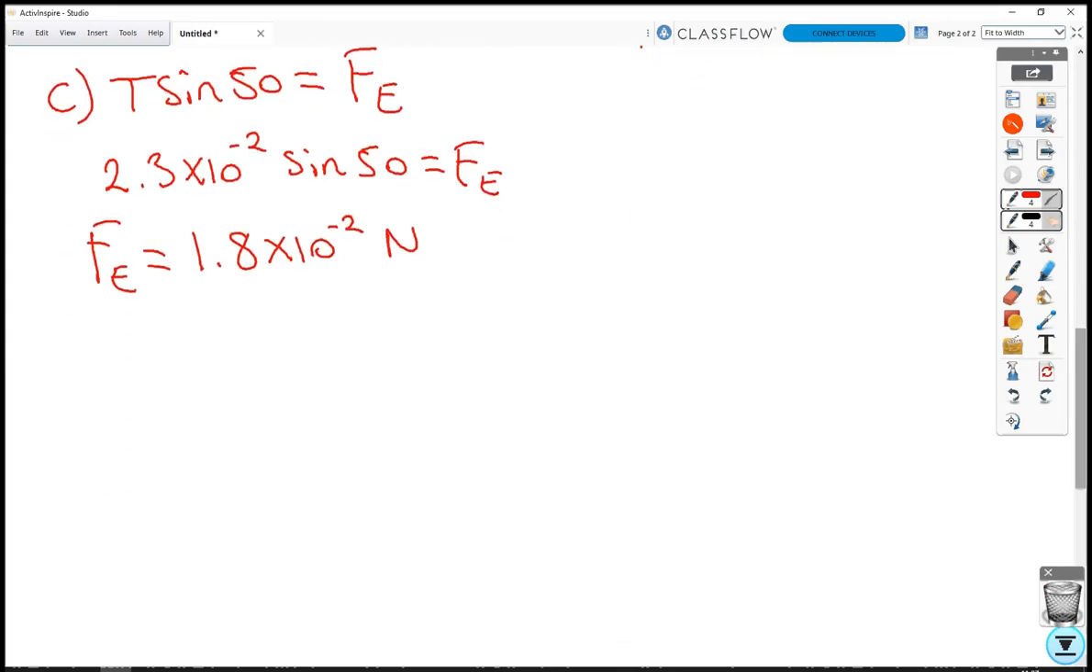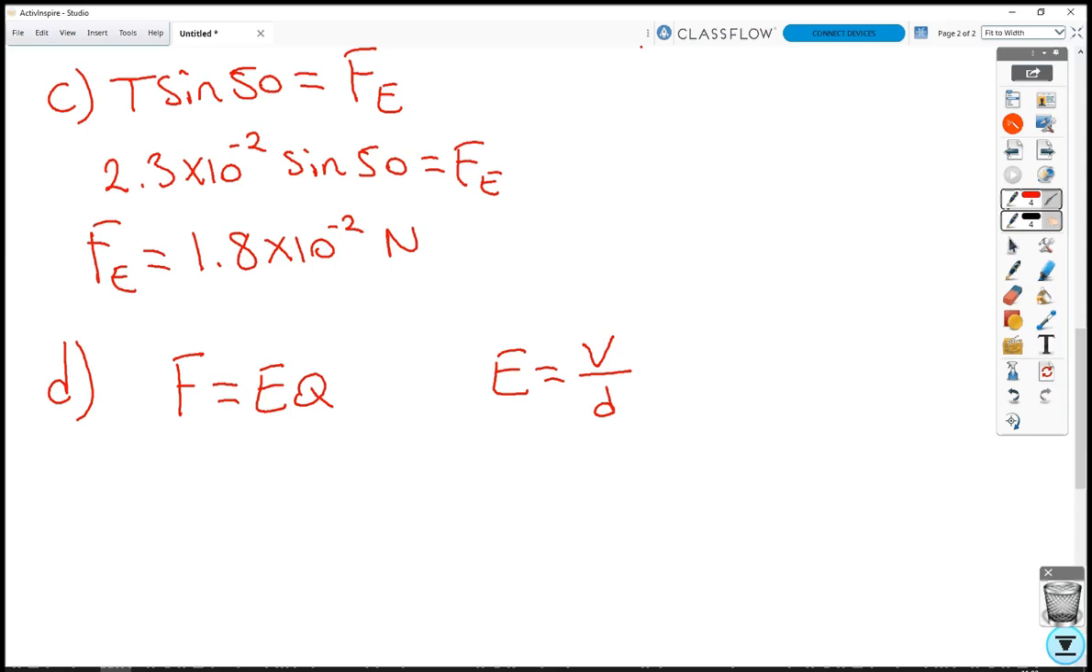And then finally for part D, we said if the plate had a potential difference of 3 kilovolts, what is the charge of the ball? So now that we know the electrostatic force, we can relate it to equations. For a uniform field, we've got F is equal to EQ. And we also know that E is equal to V over D.